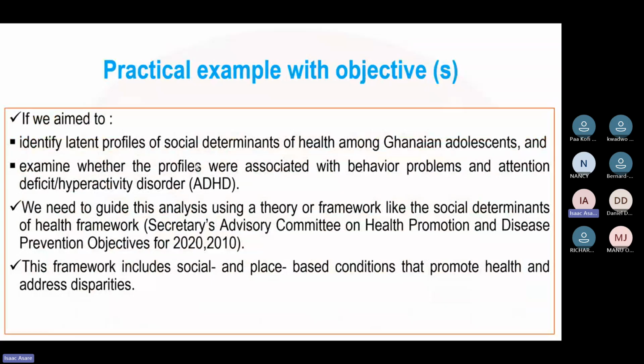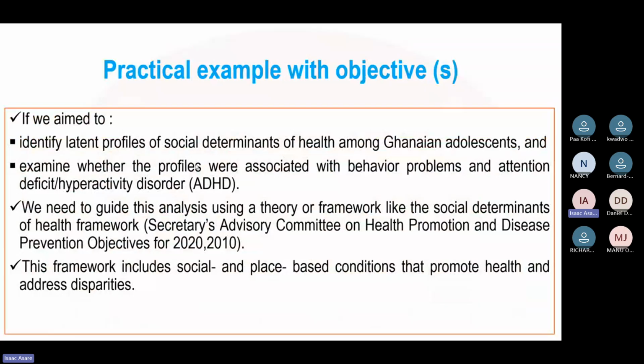Then the most important thing is you are aiming at identifying profiles. Okay. You are aiming at identifying profiles of social determinant of health. So what is social determinant of health? You need to go and look for it, because there are certain indicators that are associated with social determinant of health.